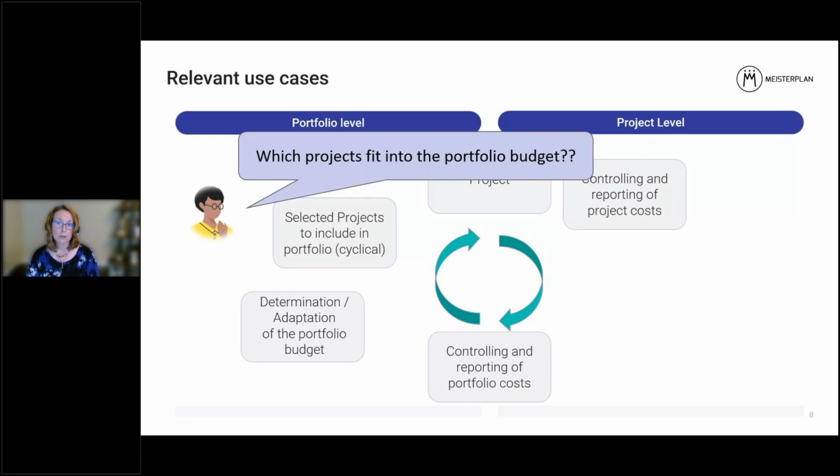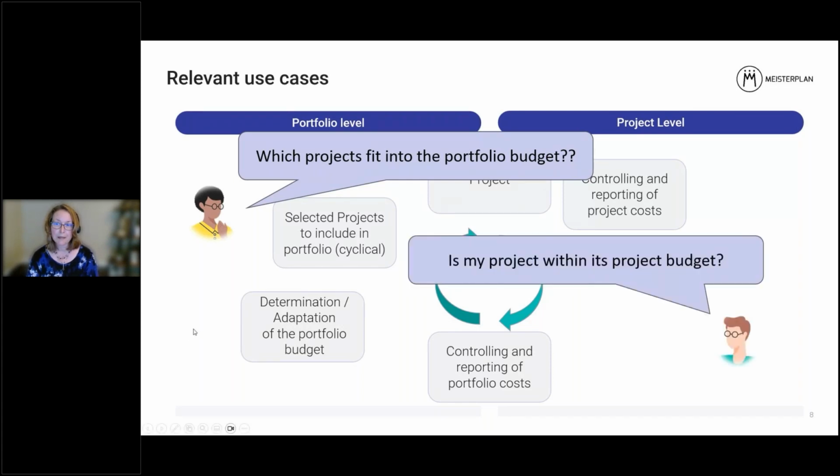What I would also like to make sure I demo for you are the questions that typically get asked, either at a portfolio or project level. One of those questions is, which projects fit into the portfolio budget, and how do I see that to make decisions? The second comes from a project manager's perspective. Is my project within the budget, or does it need to be readjusted based on what I see happening with scope?